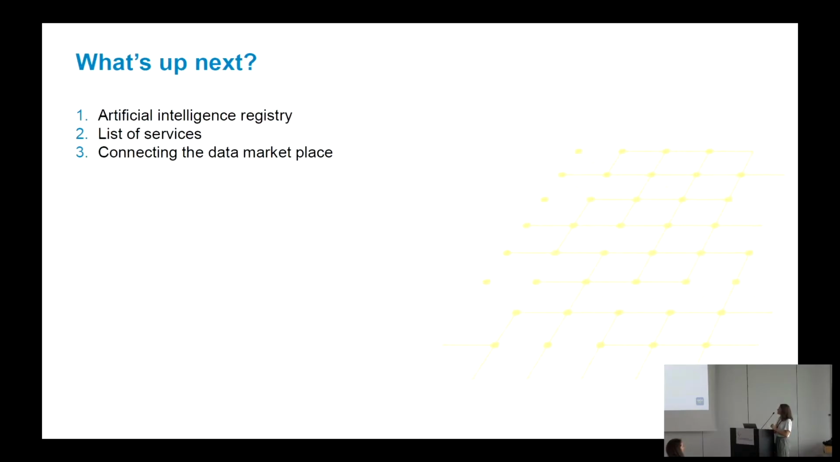And what's up next? We've got many more ideas what we can do with the data catalog. We also want to do an artificial intelligence registry. We're not sure if we want to do it in this data catalog, but it's an idea where we list all the algorithms and models that we use in the canton. Then a list of services. So this is the Leistungsverzeichnis. So can we see, do we have data on the different services that the canton has, and combine that.